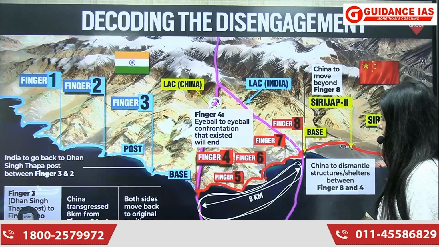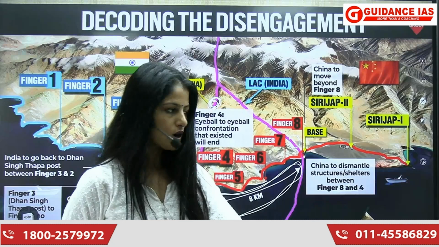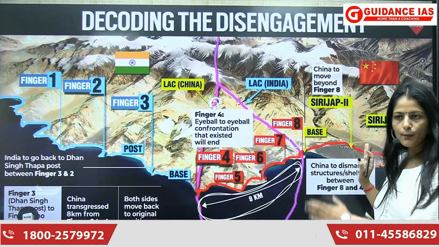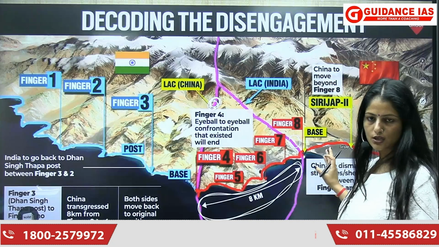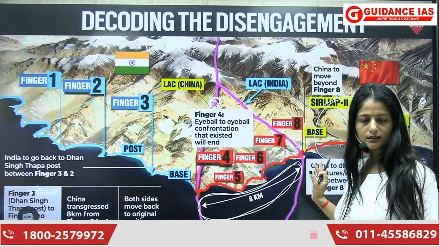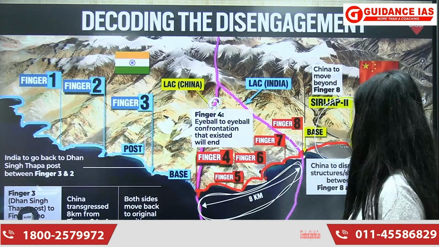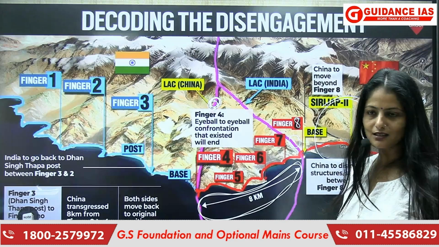But there's one thing to be noted here: where exactly are they doing the bridge construction? They're doing the bridge construction at the eastern side of finger 8. But now you must be wondering, if they are constructing the bridge at the eastern side of finger 8, then what is the problem? We definitely have the problem. I'll tell you why. Yes, definitely this is finger 8 and the eastern region, but still this region also belongs to us only.